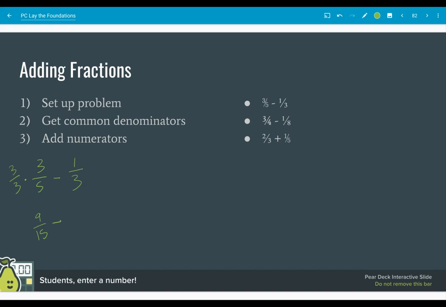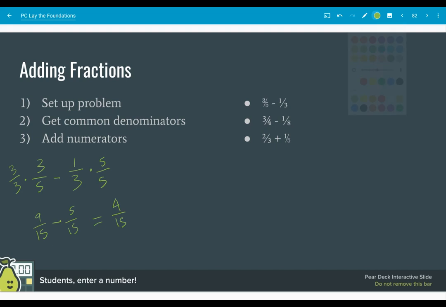minus, well, what do we multiply 3 by to get to 15? It's 5. So we're going to multiply by 5 over 5. So you have 5 over 15. And then we just deal with the numerators. So our answer is going to be over 15. 9 minus 5 is 4.